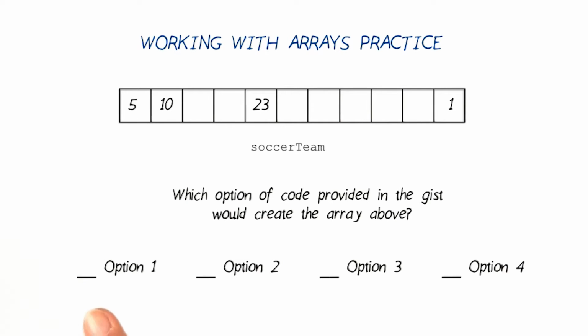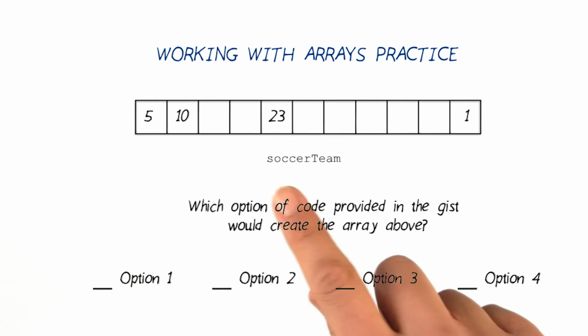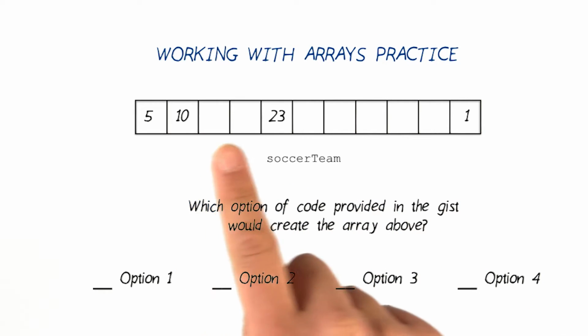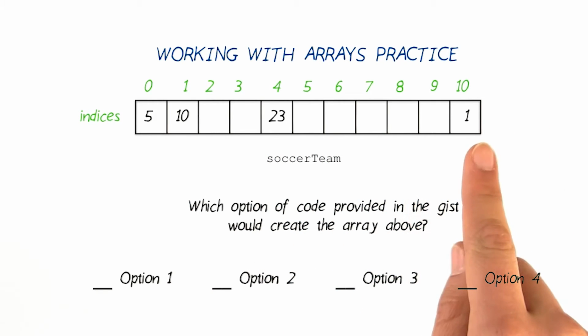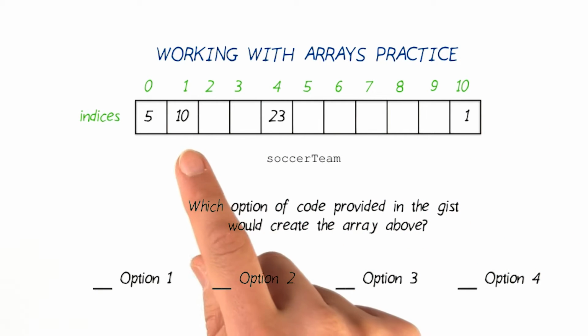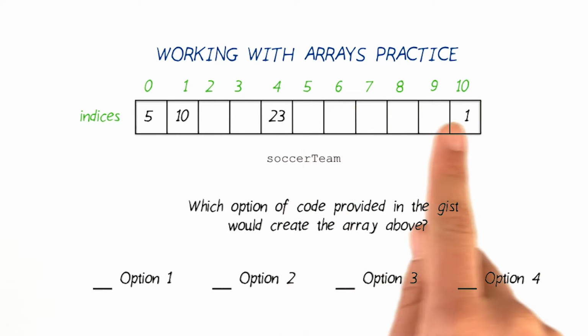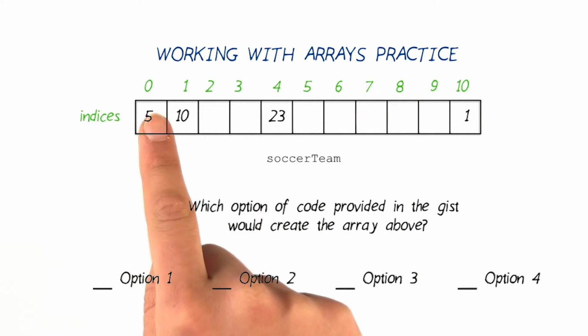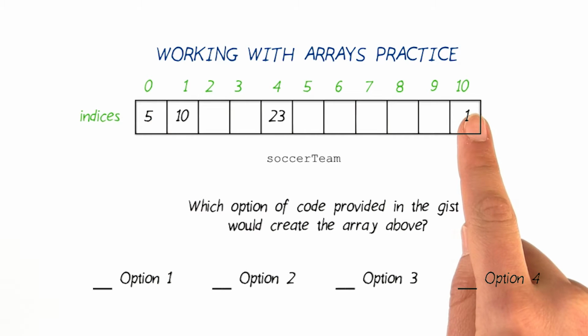Alright, so our job was to figure out which of these 4 options would lead to an array that looks like this diagram. At a quick glance, the variable name is soccer team, and it has 11 elements in it. There are elements at various indices, so it's helpful to write down the index number, so it's just easy to remember. Now note that we start at index 0 and go up to index 10.